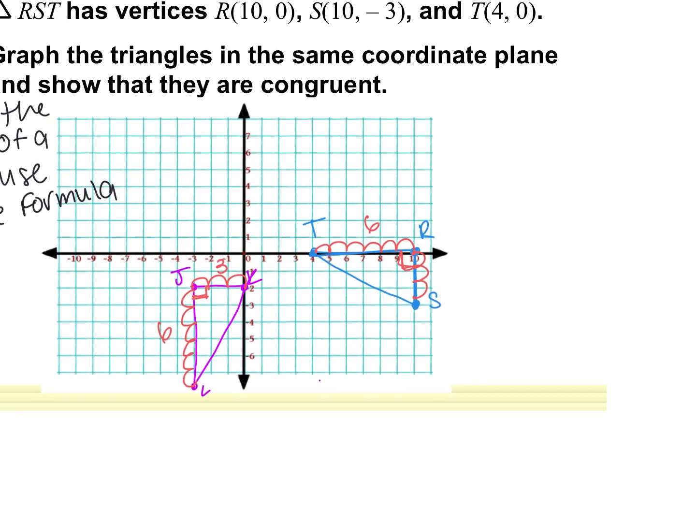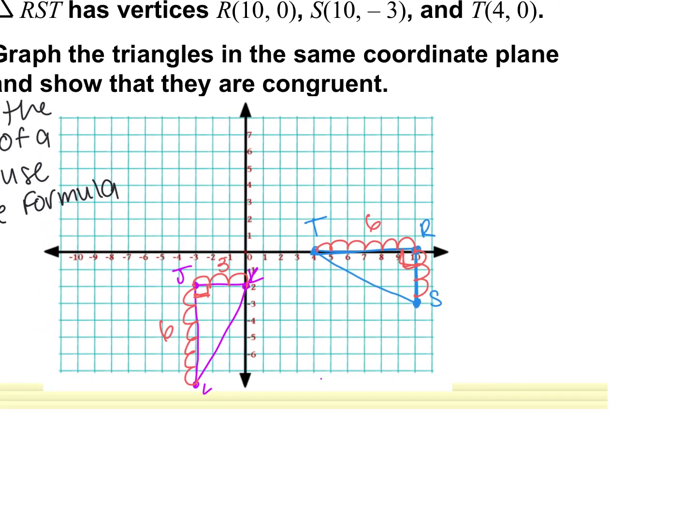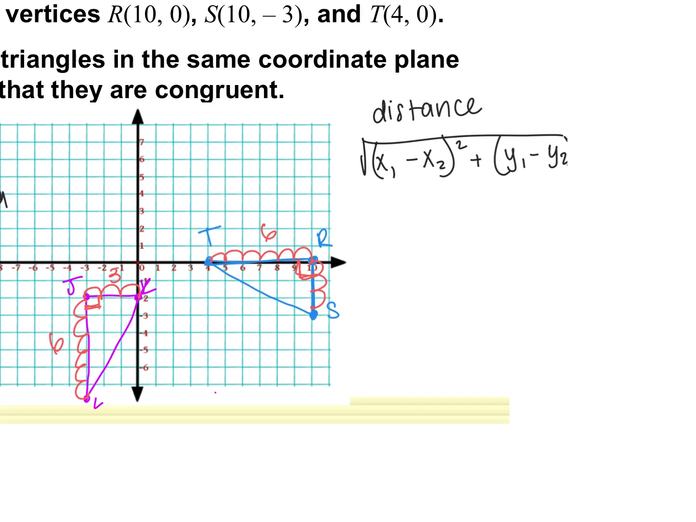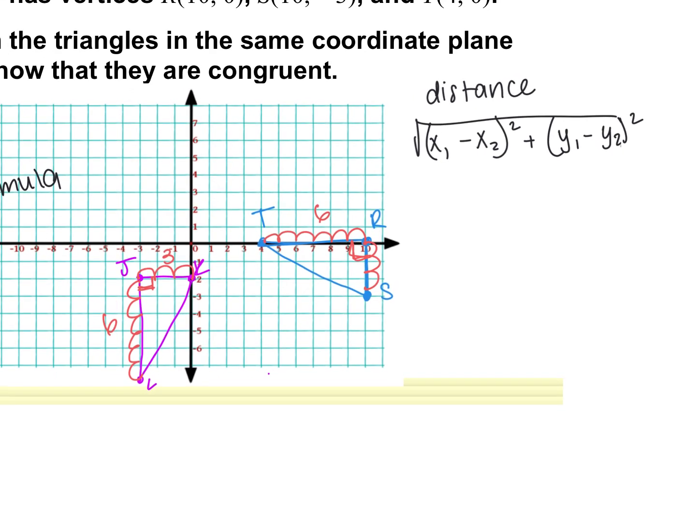So does anybody remember the distance formula? Square root of x1 minus x2, squared, plus y1 minus y2, squared. Good. Okay. That is the distance formula. I will solve it for you. We should remember how to plug stuff in.